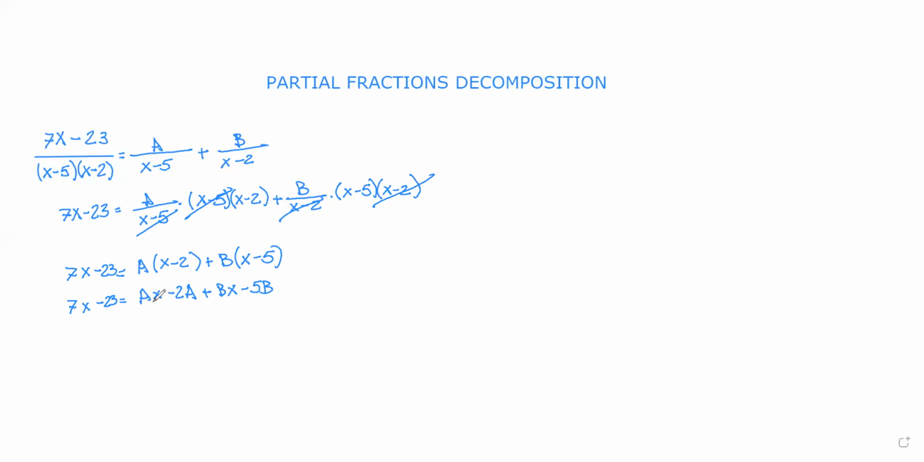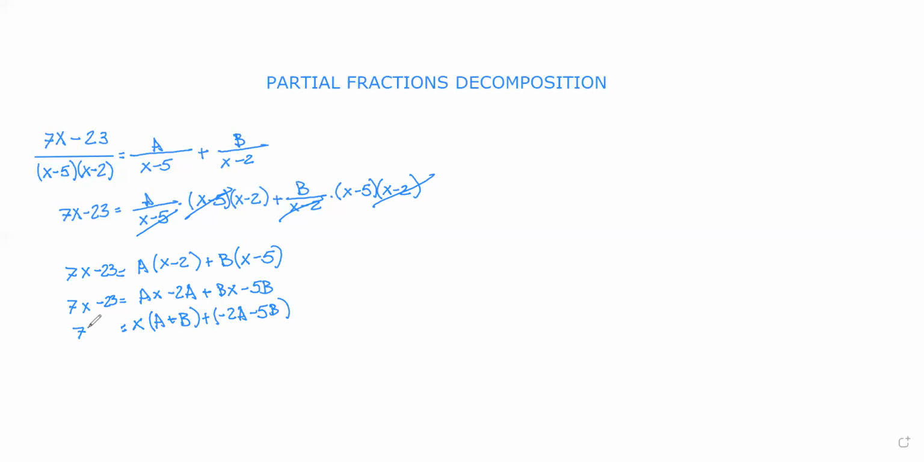For example, we have here x and x, that would be the common factor. So we'll get x outside and we'll get A plus B inside. And as well, we need a constant term, the one that has no x, which will be grouping that: minus 2A and minus 5B.